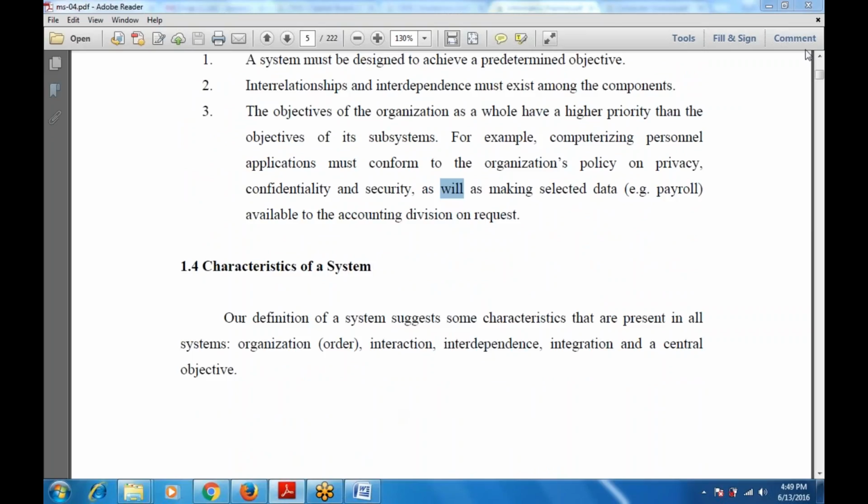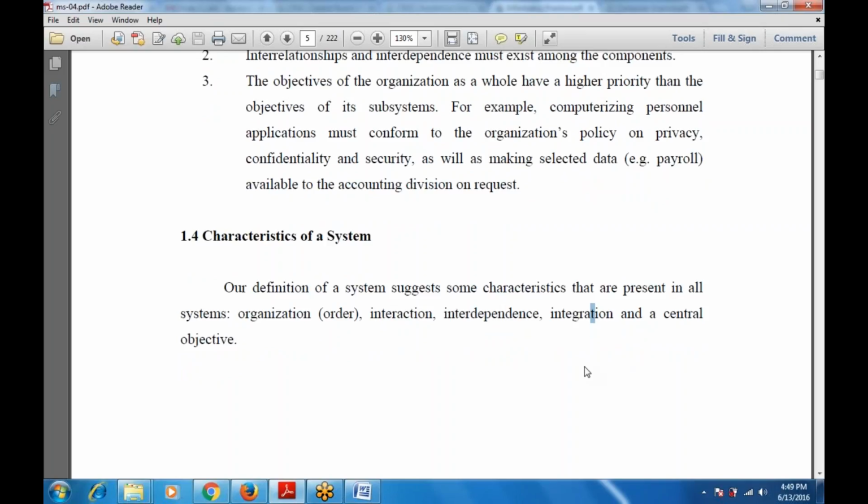Next part is what are the various characteristics of a system. After the definition of a system, the next part is what characteristics are present in the system: organization, interaction, interdependence, integration, and a central objective. These features come out from the definition of the system. That is the organization, the interaction, interdependence, integration, and a central objective.